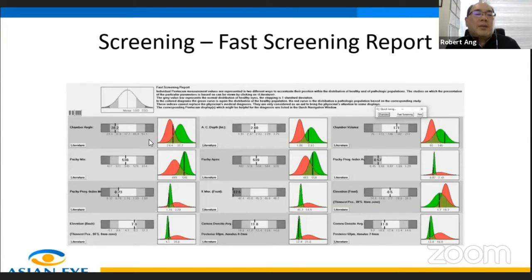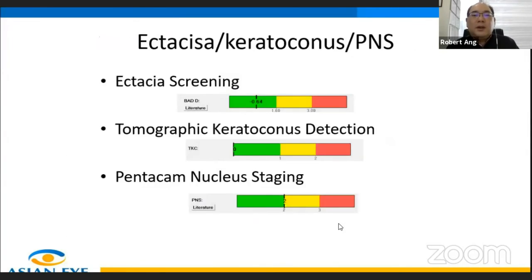So again, the fast screening report is the first screen I look at. It looks like an acceptable chamber, a little bit shallow. Depth is okay. All the parameters look good. Corneal parameters look good, so this is not ectasia. This is a slight cataract. And what else is happening? Why is this cornea so flat?